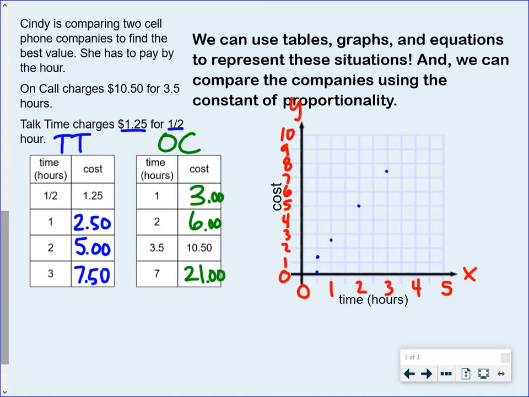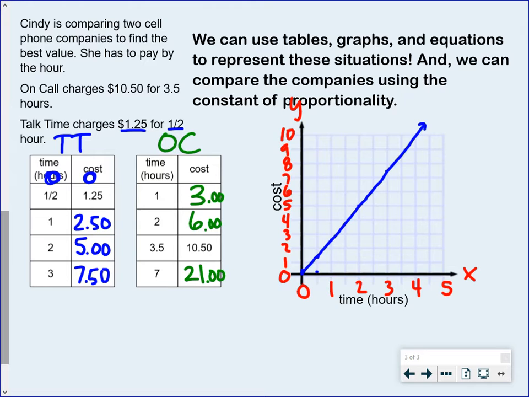Here's the other thing I would know. If she doesn't talk at all, she has 0 hours, I would expect they're going to charge me $0. So 0, 0 would also be a point on talk time's graph. Now, I'm going to draw a line through it. This would cover all those numbers that could be in between there, like maybe she talks for an hour and a half.